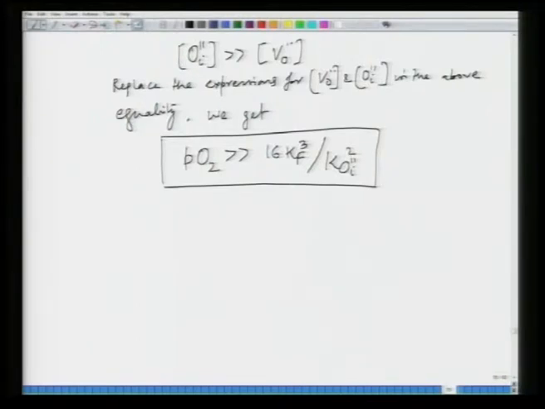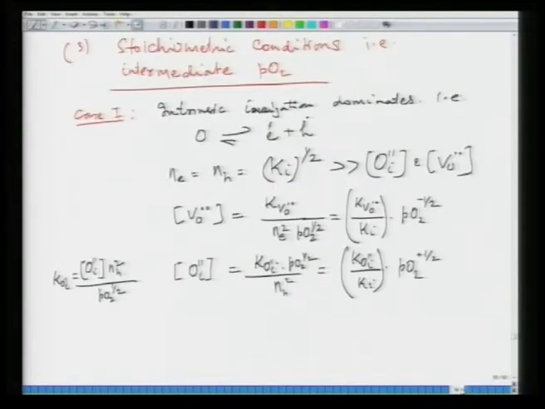The last remaining region is the stoichiometric condition. In that case we take two conditions. Case 1, when intrinsic ionization dominates, that is intrinsic creation of electrons and holes. In such a situation the electron and hole concentrations are equal, they are equal to Ki to the power half, and these two concentrations are much larger than oxygen interstitial and oxygen vacancy concentrations. When you determine VO and OI concentrations, then NE is given by this expression. As a result, oxygen vacancy and oxygen interstitial concentrations vary as P to the minus half and P to the plus half in the intermediate range.